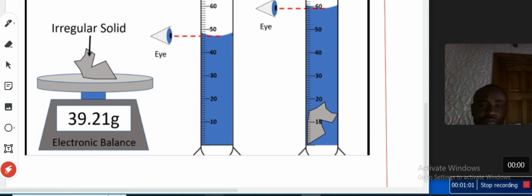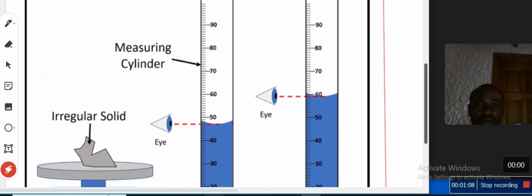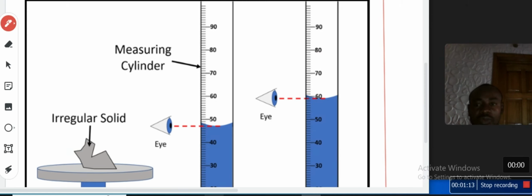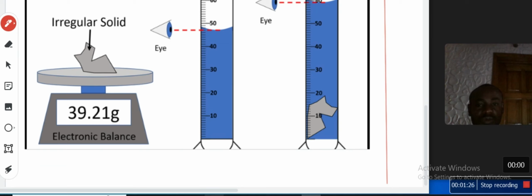47, 48, 49, 50. Okay, the volume is 47 units. 47 centimeter cube. This is in centimeter cube, because anytime you take a measurement, you have to indicate the unit. The unit will always be written on the instrument. So it's cm cube. So this is 47 cm cube. Do we agree? Yeah.